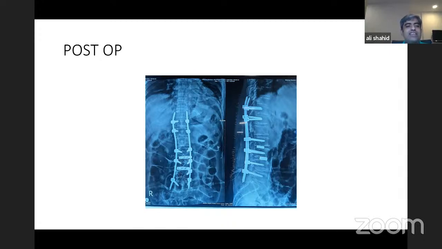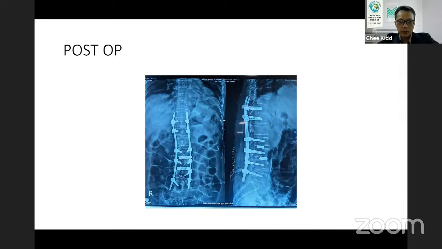Cost. Because MIS screws are quite costly, and in Pakistan, the patient has to bear all the expenses by himself. There's not much support from the social setup. So we have to tailor the decision, staggering the screws, to save the cost. Otherwise, if it were possible, I would have done the DLIF at the level above. But again, because of the cost, I had to stop at L2-3, L3-4. I did the DLIF at the apex of the deformity.